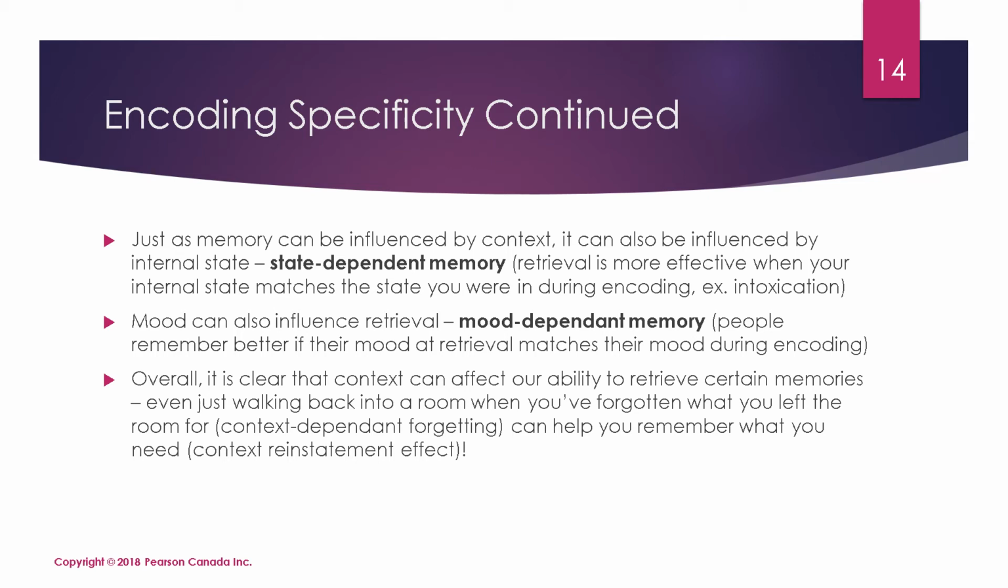So overall, it is clear that context can affect our ability to retrieve certain memories. Even just walking back into a room when you've forgotten what you left the room for, which would be context-dependent forgetting because you forgot once you took yourself out of the context, can help you remember what you need, which is called the context reinstatement effect. I don't know if you've ever done this, but I do this quite frequently: if I leave my office to go to the kitchen for something, and halfway there I forget what I needed, I will come back into my office. And chances are, once you get back in that same situation, it jogs your memory and you remember what you left for. So we can definitely use encoding specificity to our advantage.